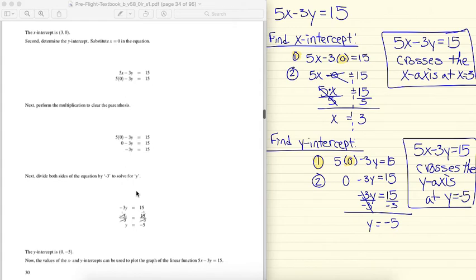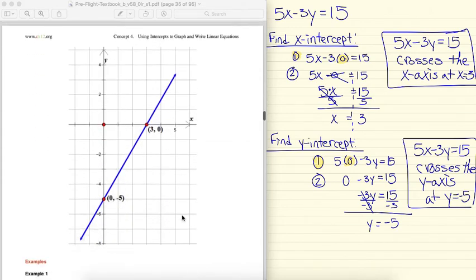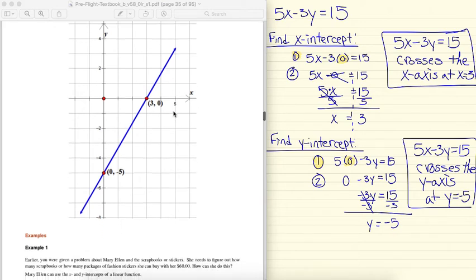And you can see the work in the textbook here. And then from there, you can plot those 2 points and connect them to get your graph. Because like we talked about in the prior concepts, you really only need 2 points to graph a line. And so finding x and y intercept can be one way to do that instead of creating the tables like we did in concepts 2 and 3.